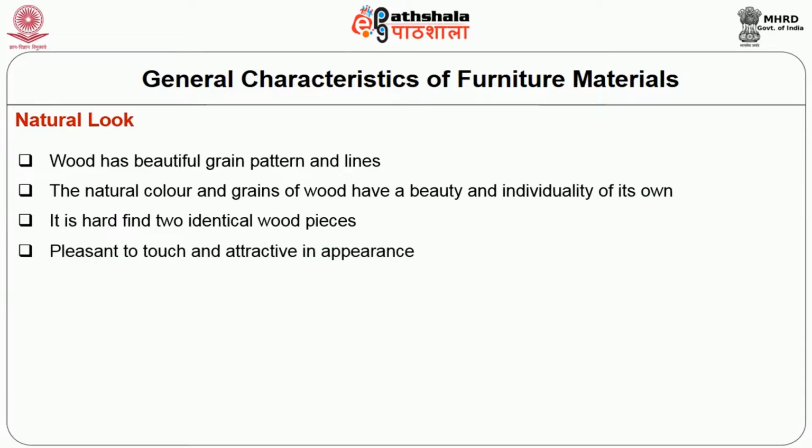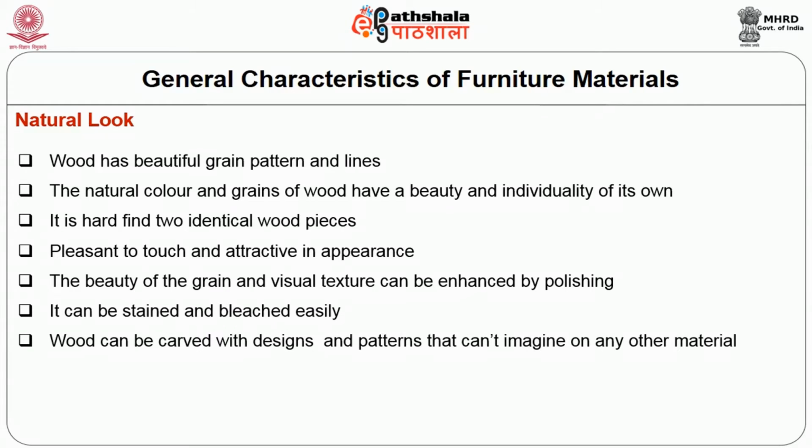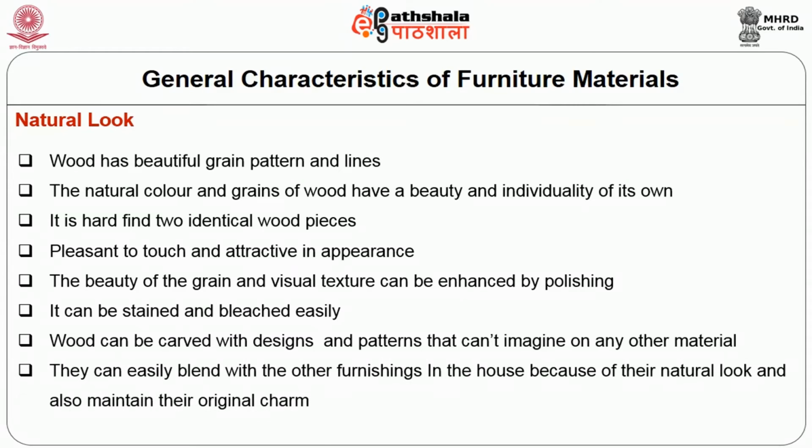Wood is pleasant to touch and attractive in appearance. The beauty of the grain and visual texture can be enhanced by polishing. It can be stained and also can be bleached. Wood can be carved with designs and inlaid with different materials and patterns that cannot be imagined on any other material. Another important quality of wooden furniture is that it can easily blend with the other furnishings in the house because of its natural look, and also maintain its original charm.